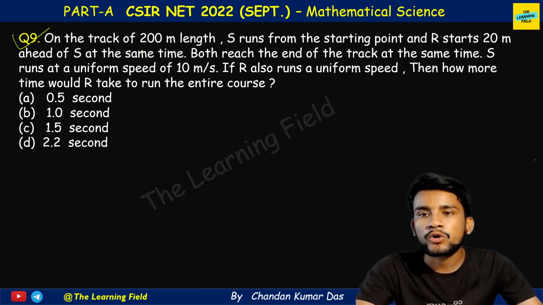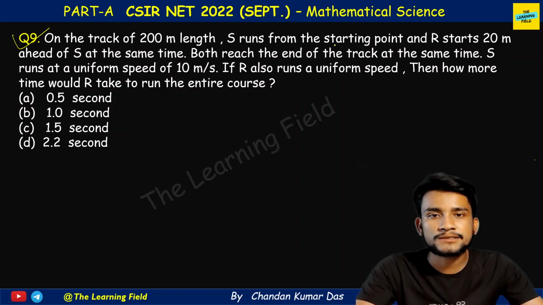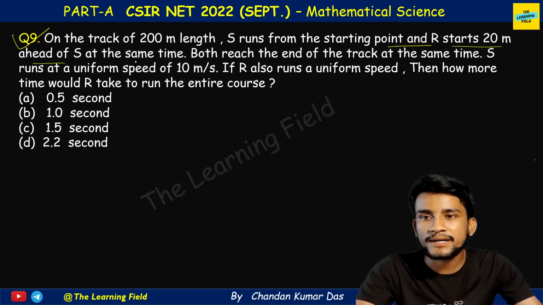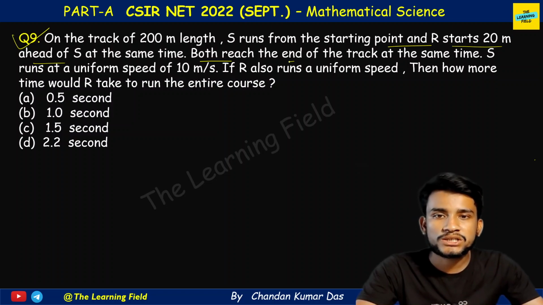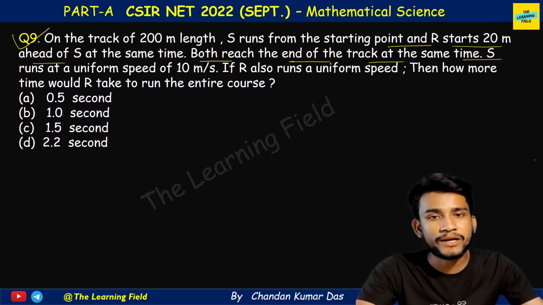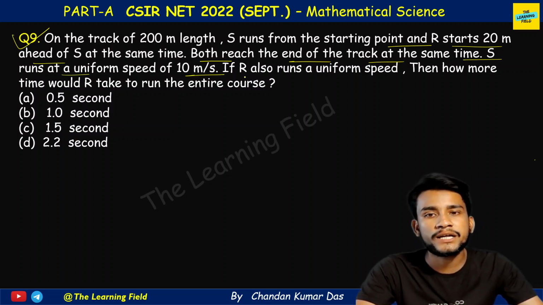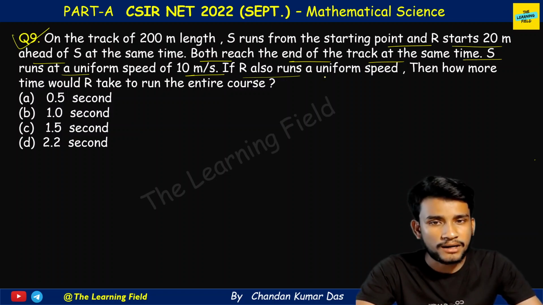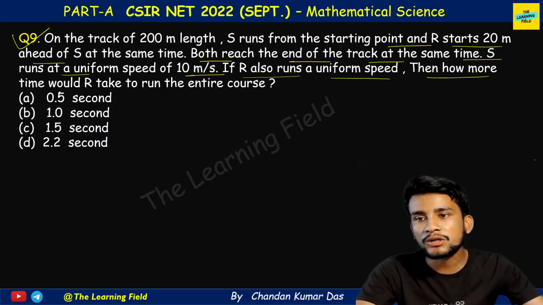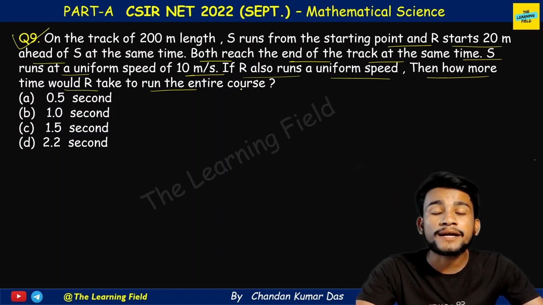It says that on a track of 200-meter length, S runs from the starting point and R starts 20 meters ahead of S at the same time. Both reach the end of the track at the same time. S runs at a uniform speed of 20 meters per second, and if R also runs at uniform speed, then how much more time would R take to run the entire course?